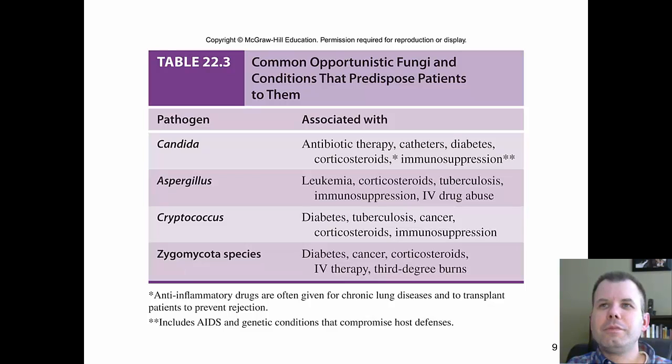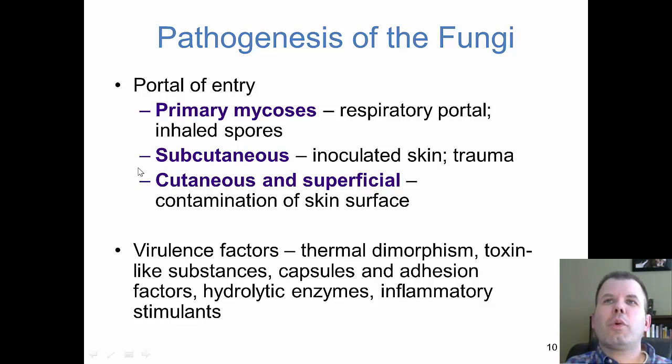Okay. All right. So again, the portal of entry. For the primary mycosis, it's the respiratory portal, by breathing in the spores. Spores are found throughout the air, and some of you may even have allergies, and we'll talk about that at the very end today about the allergies associated with fungus. Subcutaneous is through inoculated skin, sometimes by trauma, so if you have tears or puncture wounds or other things that can get it into the skin. And then we're going to talk about the difference between cutaneous and superficial.